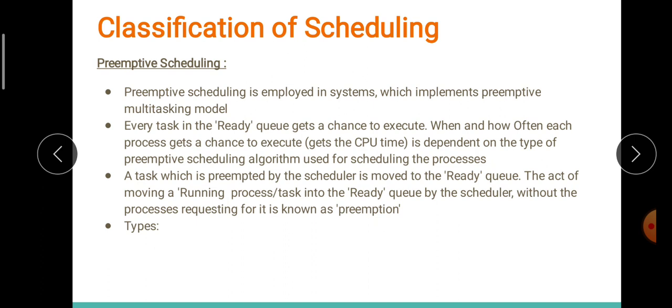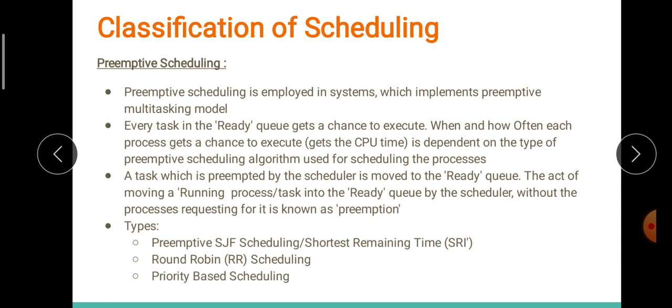Preemptive shortest job first, the preemptive kind of shortest job, then the round robin scheduling and the priority based scheduling. All these names, preemptive shortest remaining time and priority based, are similar except that their nature is preemptive. Round robin is a preemptive scheduling in which we fix the time interval.